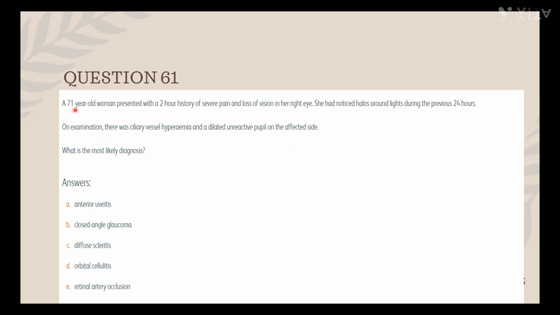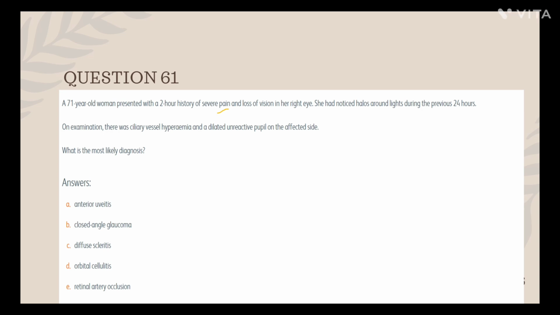Next question. A 71-year-old woman presents with a 2-hour history of severe pain and loss of vision in her right eye. She had noticed halos around lights during the previous 24 hours. On examination, there was ciliary vessel hyperemia and a dilated unreactive pupil on the affected side. What is the most likely diagnosis? So, painful loss of vision. There are differential diagnoses for painful loss of vision and painless loss of vision.